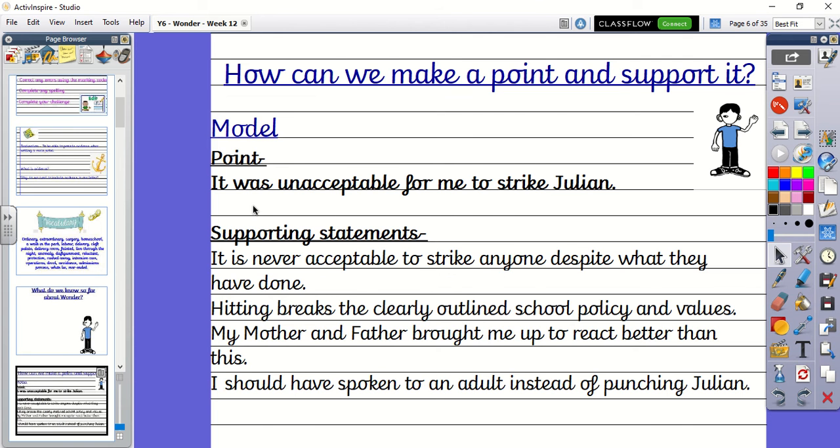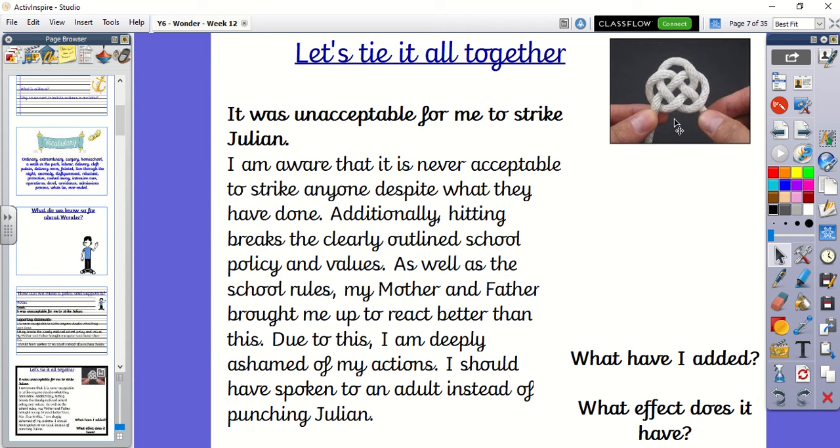Okay, so we're now going to tie it all together. So think of a little rope and how you're going to make it all into a nice neat knot. Okay, so here is my point, and I'm just going to get the highlighter out here. So this was my point that I'm going to try and make. It was unacceptable for me to strike Julian. Now I'm going to go into more detail, so I'm going to include some of the skills that we learned about last week and tie those supporting statements all together.